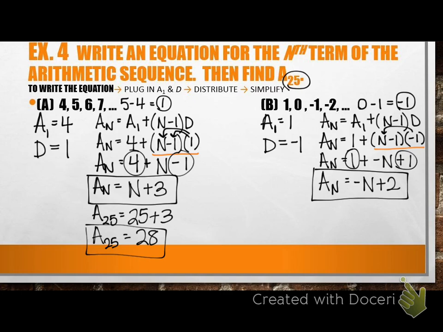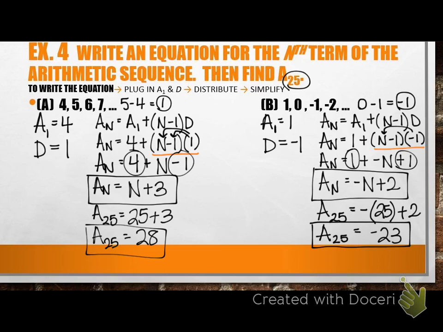All right, now we have the equation, and again, they're asking us to find the 25th term. So a sub 25, we're replacing n with a 25, equals negative, what's going in place of n? What term are they asking us to find? 25. The 25th plus 2. So that is negative 25 plus 2, and that equals what? Negative 23. So again, if I wanted to sit there and subtract 1 over and over and over again until I got to the 25th term, I would get negative 23. But the equation helps me get there much quicker.